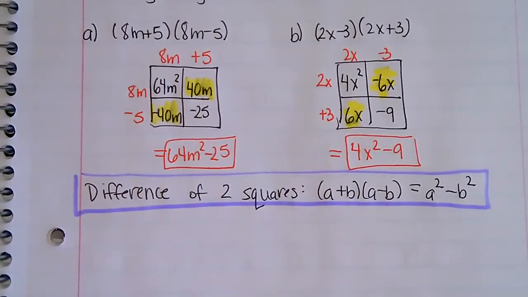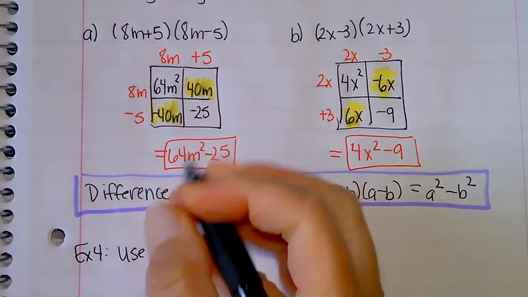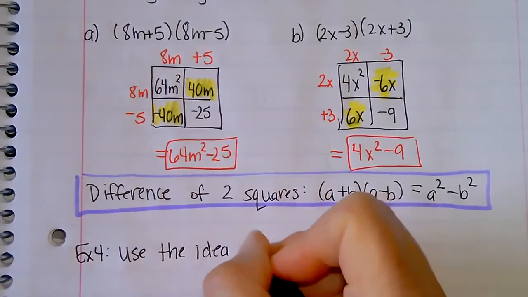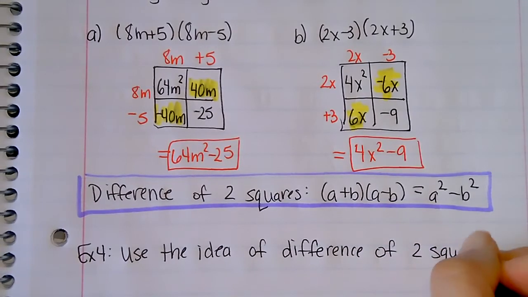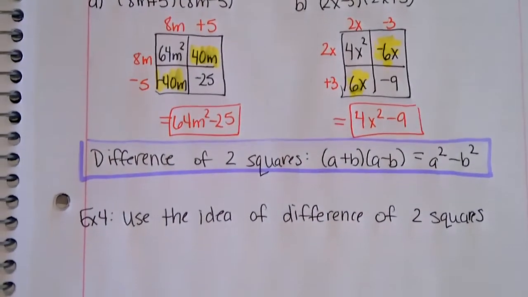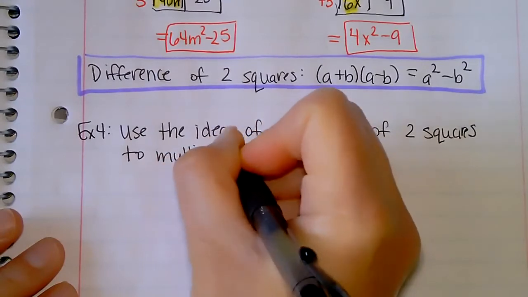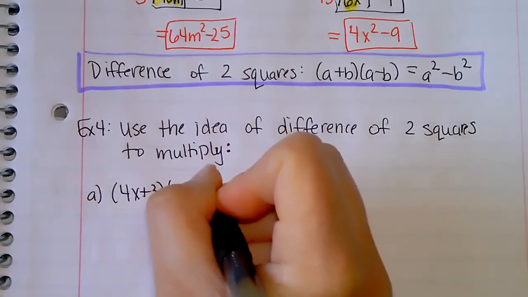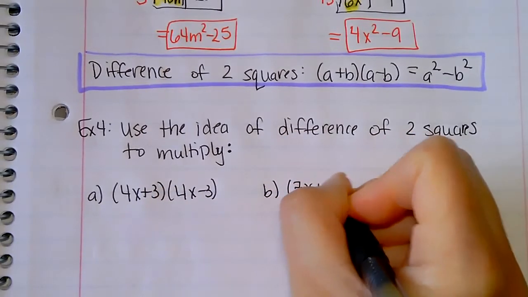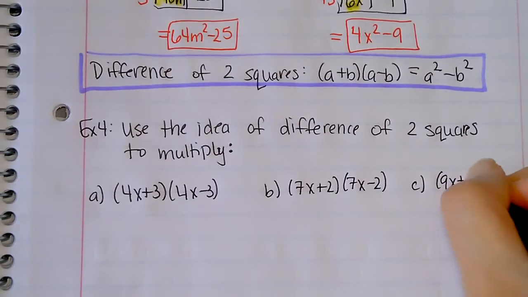So I'm going to give us 2 of these. Actually, I'll give us 3 of these to try, because now that we can do this, it should be rather fast. So example 4, use the idea of difference of two squares to multiply the following. So let's say we have 4x plus 3, 4x minus 3; 7x plus 2, 7x minus 2; and 9x plus 5, 9x minus 5.